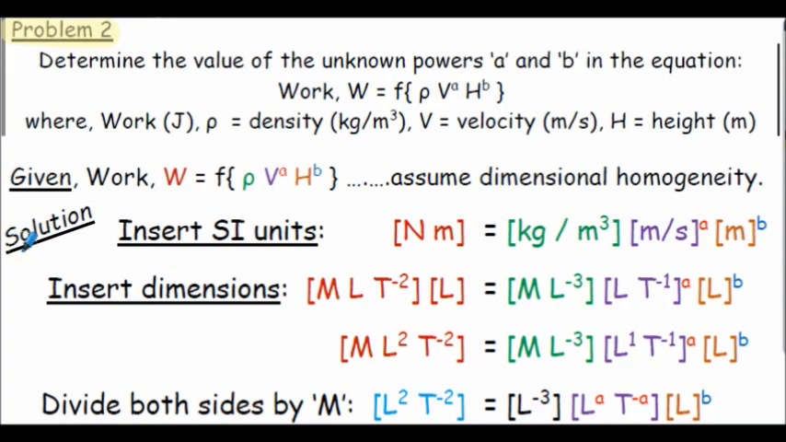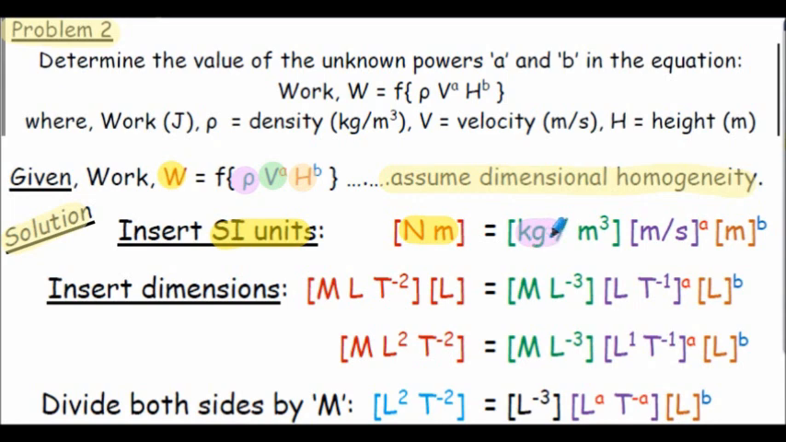Here's problem 2, beginning of the solution. We're given the question that work is considered to be a function of mass density, velocity, height. As always, we will assume dimensional homogeneity. So if we now insert the SI units for the various quantities, work on the left hand side, that's the joule, which of course is a Newton meter.